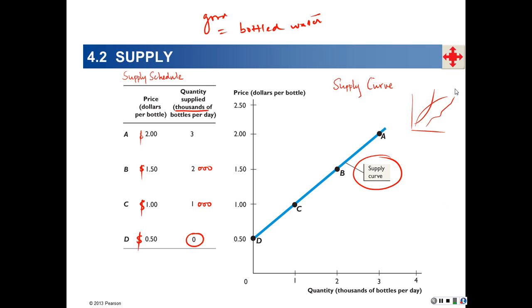Okay? But in this case, we have a straight line supply curve. Right? So what information do we get from this supply curve? What information does this supply curve tell us? Well, for any price, we can pretty much predict the quantity of bottled water that this firm would produce. For any price, we could do that. For that price, we could similarly read off or predict the quantity that would be supplied. So that is the information contained in a supply curve. Right?